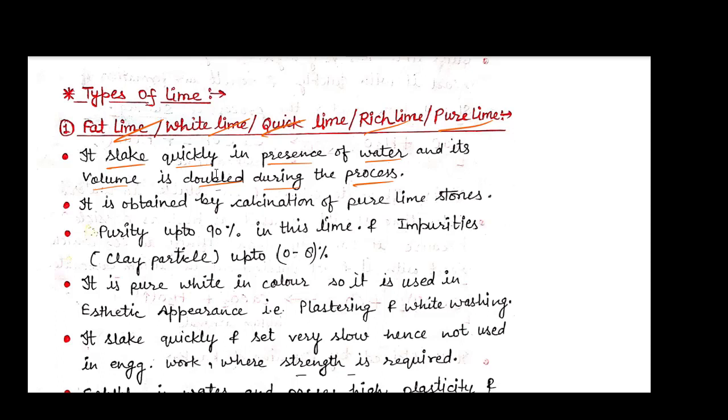The property of lime is that when it reacts with water, it increases its volume, and when it is hardened, it forms a binding agent. Here the word slake means slaking. Slaking is the process when water is added to the lime, so it releases CO2 and it forms a binding agent. It is obtained by calcination of pure limestone.